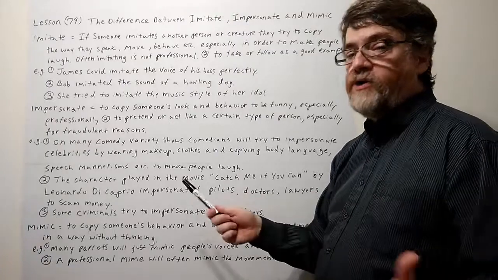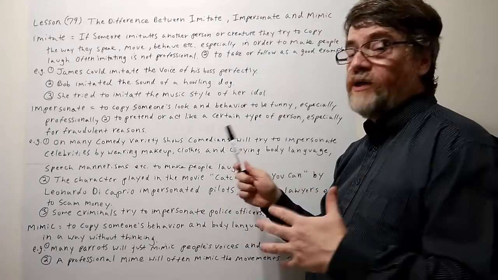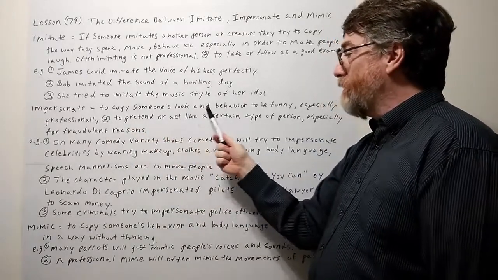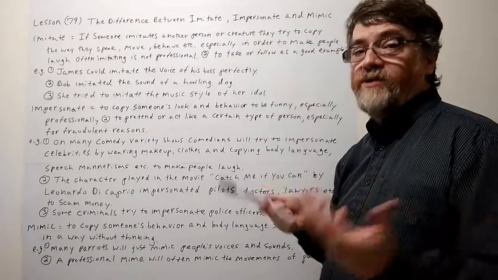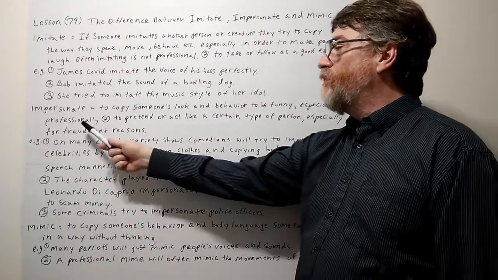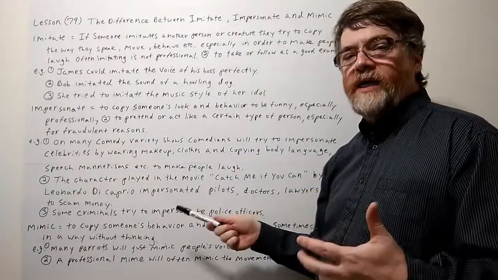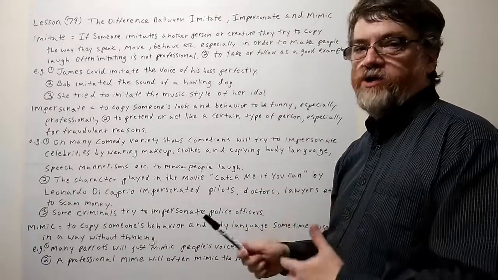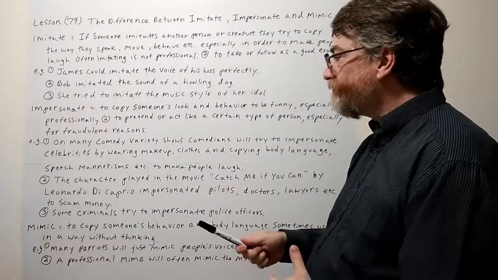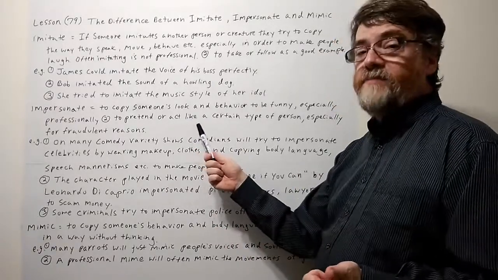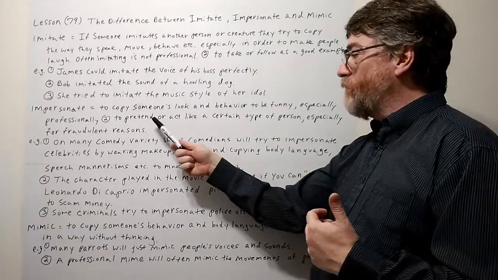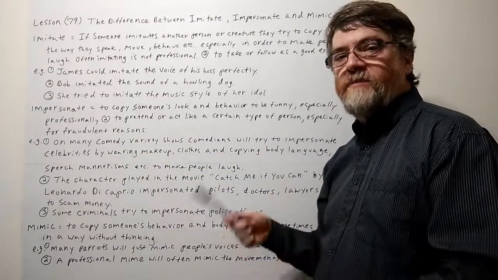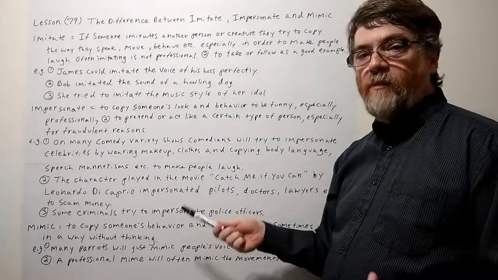Okay, now let's look at impersonate. Now, when you look at the definitions, some do look quite similar. But again, there are differences. So, to impersonate, to copy someone's look and behavior, to be funny. Again, most of the time they're all funny. Especially professionally. So, impersonate is more likely to be professional, and it's more likely you're going through a lot more effort or a lot more trouble to copy that person exactly. And then there is another second meaning that's used as well, to pretend or act like a certain type of person, especially for fraudulent reasons, like maybe to cheat people or scam someone.